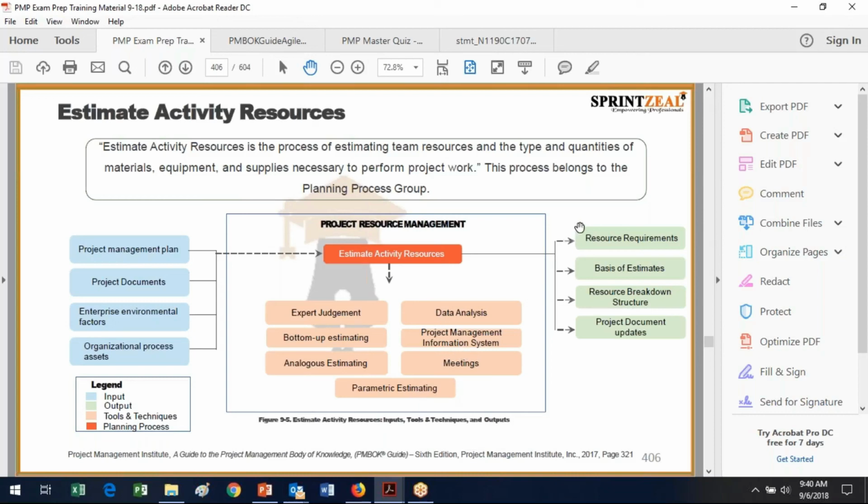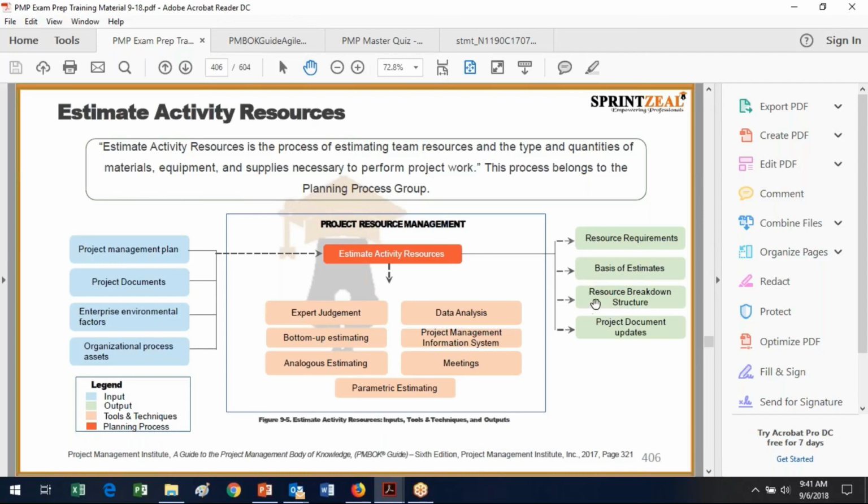So what comes out of the estimate activity resources? Well, the resource requirements. And of course, whenever we come up with some kind of estimate, we want to clearly specify what our basis was for that estimate. So if we're a box builder and we build Dunkin' Donuts usually, and we build a Starbucks, if Dunkin' Donuts was our estimate, then we have to clearly identify what the differences are, in addition to what the similarities are.